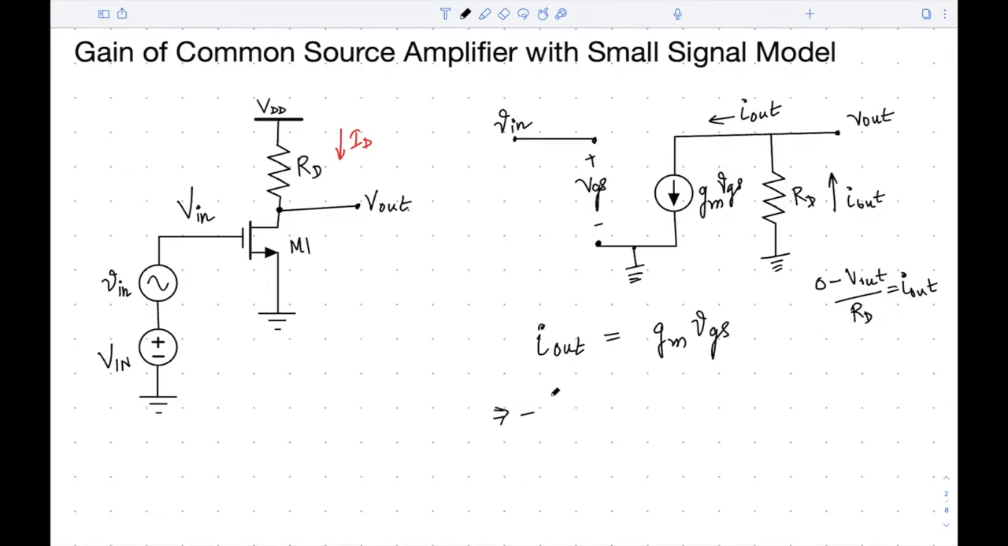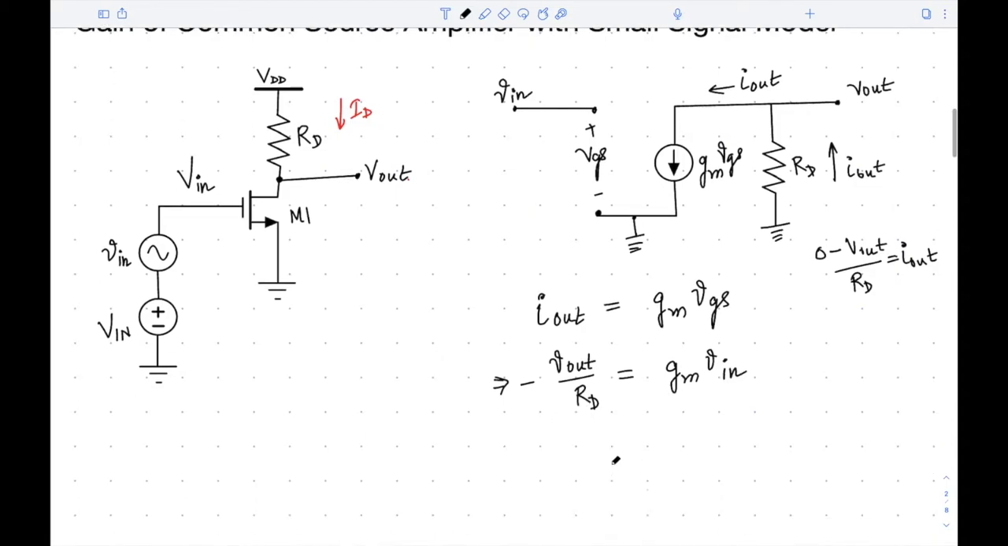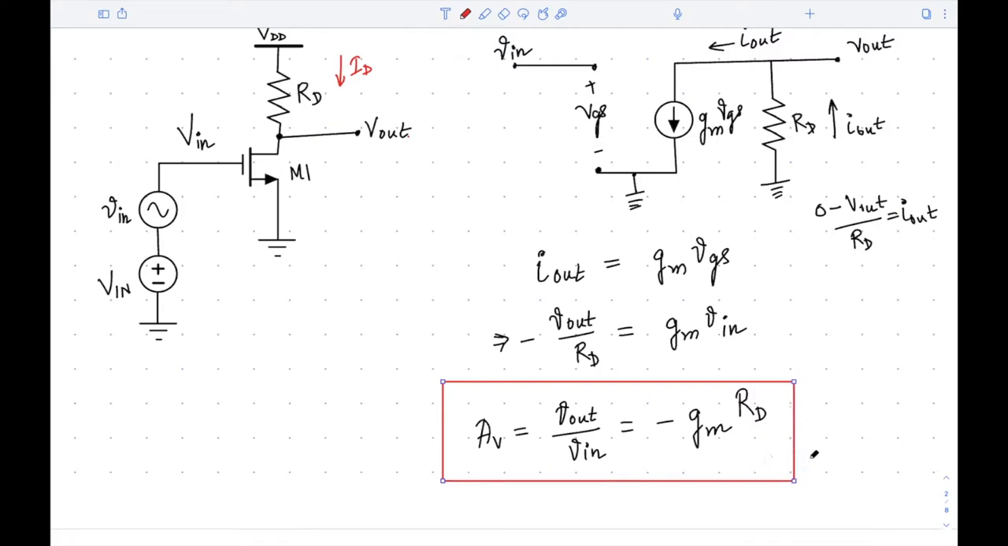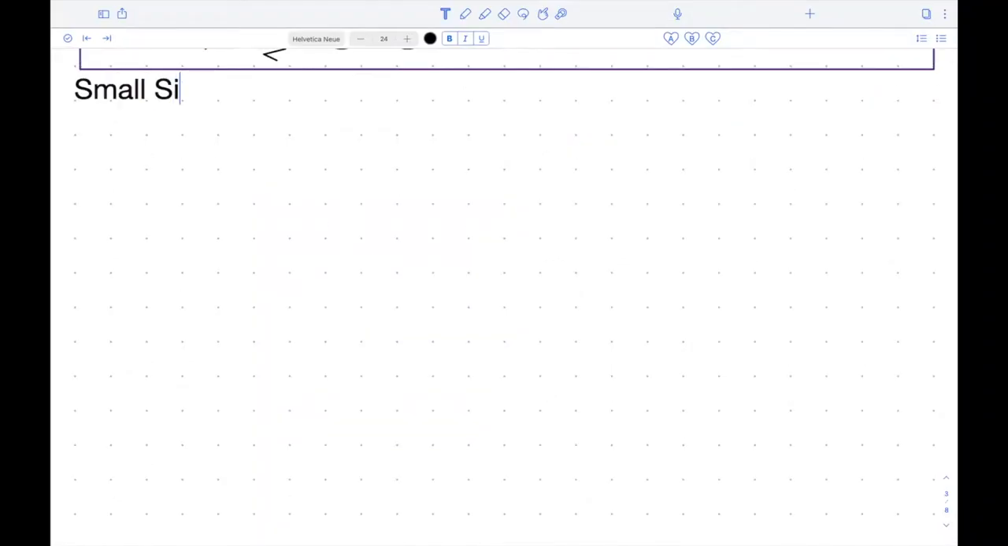So this implies minus V out by RD is equal to gm Vgs. Of course Vgs here in this case is equal to Vin, so I can replace this Vgs by Vin. If I rearrange, this V out by Vin will be equal to minus gm RD. So using the small signal analysis also I can prove that the gain of this common source amplifier is minus gm RD. Now let's see what happens if we include the channel length modulation or the RO in the small signal model and see how the gain varies with it.